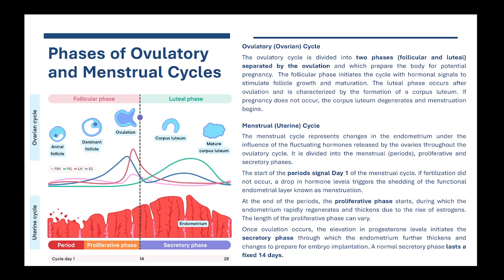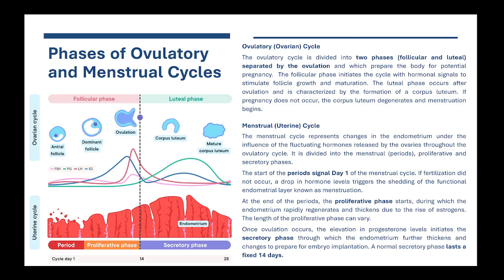Towards the end of the periods, the proliferative phase will start gradually. And during the proliferative phase, the endometrium will rapidly regenerate and thicken due to the rise in estrogen levels. And the length of the proliferative phase will vary from one person to the other.